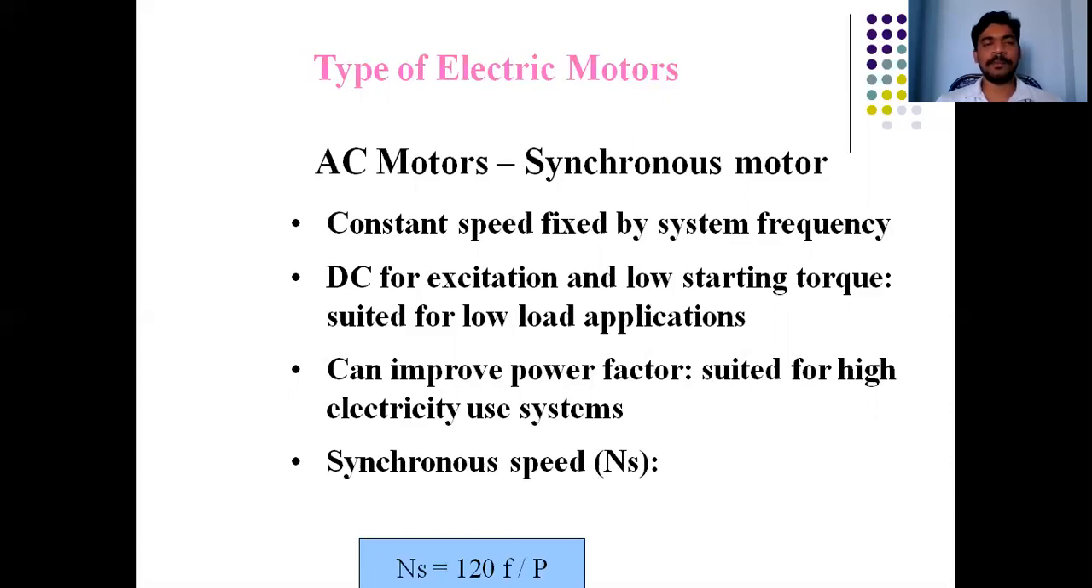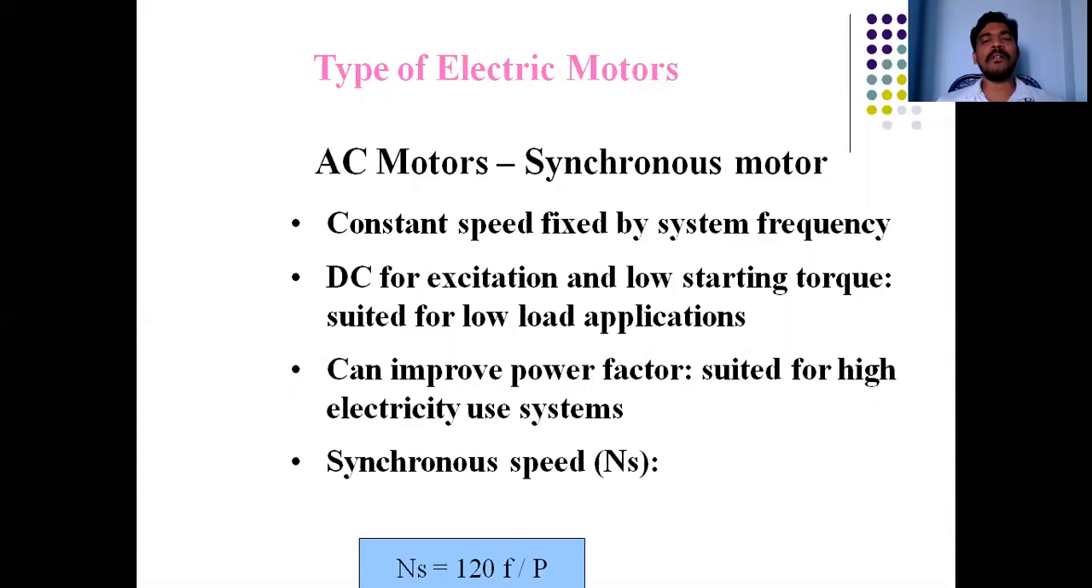In a synchronous motor, we need a DC excitation for the rotor, because here we use the magnetic locking function between stator and rotor. In the stator, we give three-phase supply and produce a rotating magnetic field. For the rotor, we apply a DC supply and produce north and south poles. These north and south poles interlink with the stator. Based on magnetic coupling, the motor will rotate.